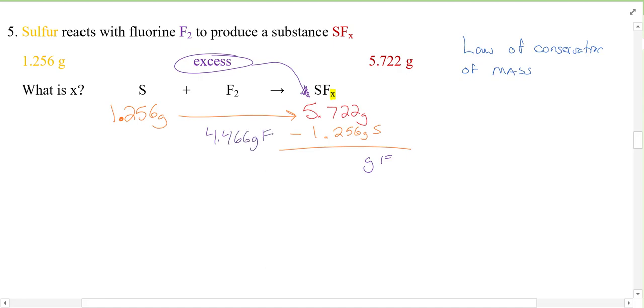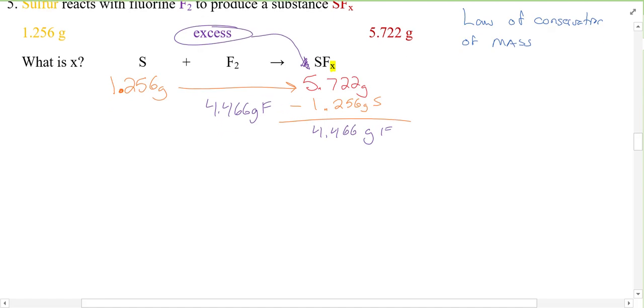So now I know how many grams of sulfur reacted and 4.466 grams of fluorine. So instead, now it's the same problem of the empirical formulas, except I actually have my masses in the sample. So I'm not going to assume 100 grams. I don't need to do that. I actually have the individual masses.